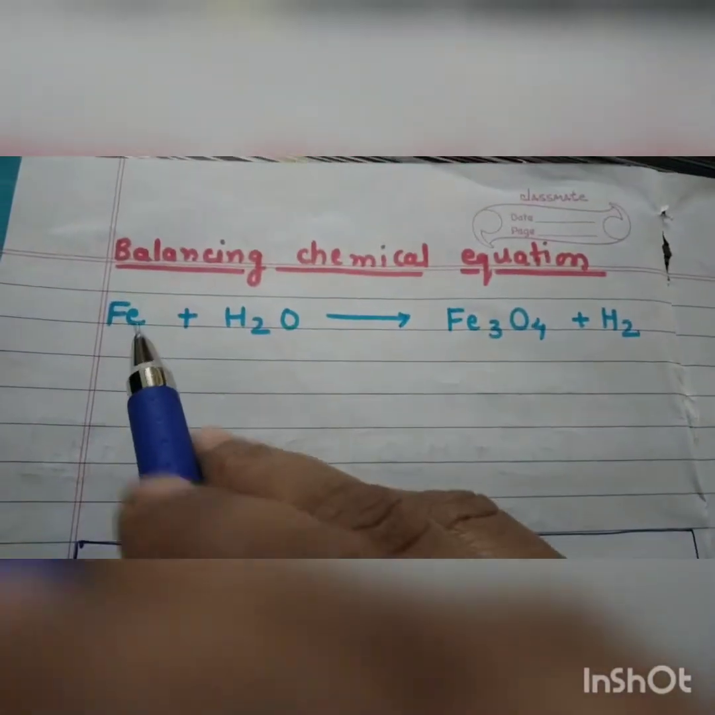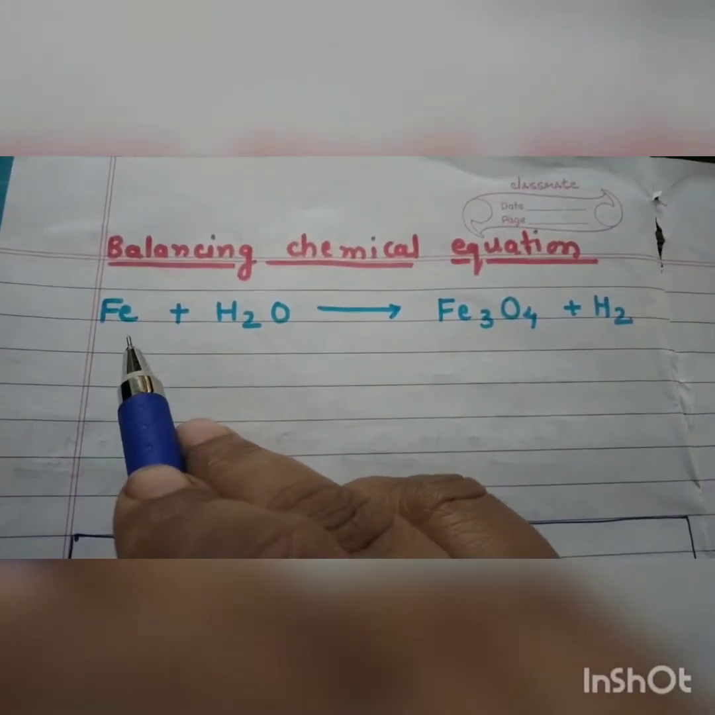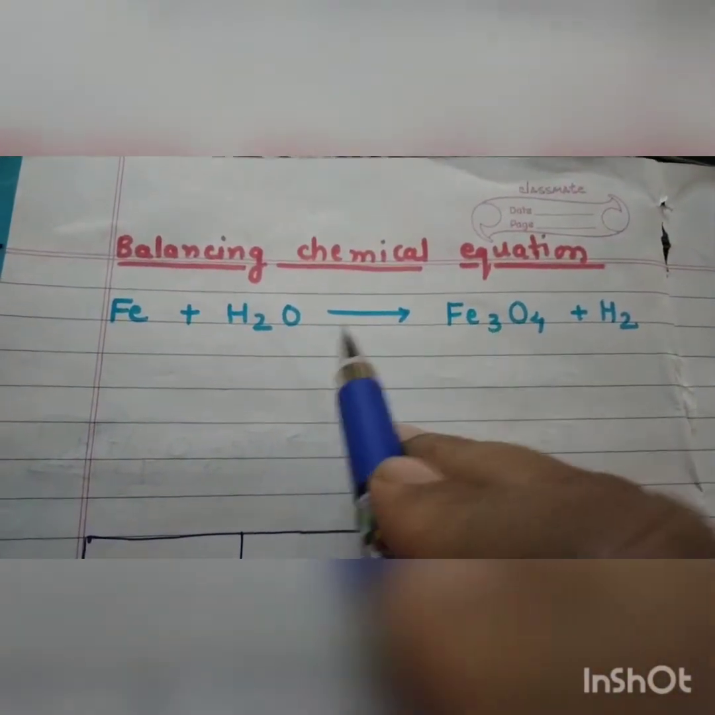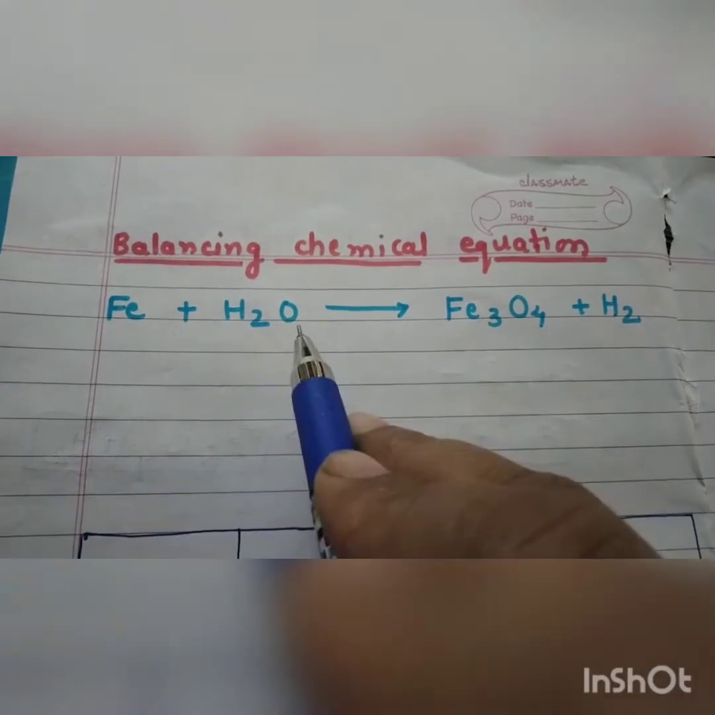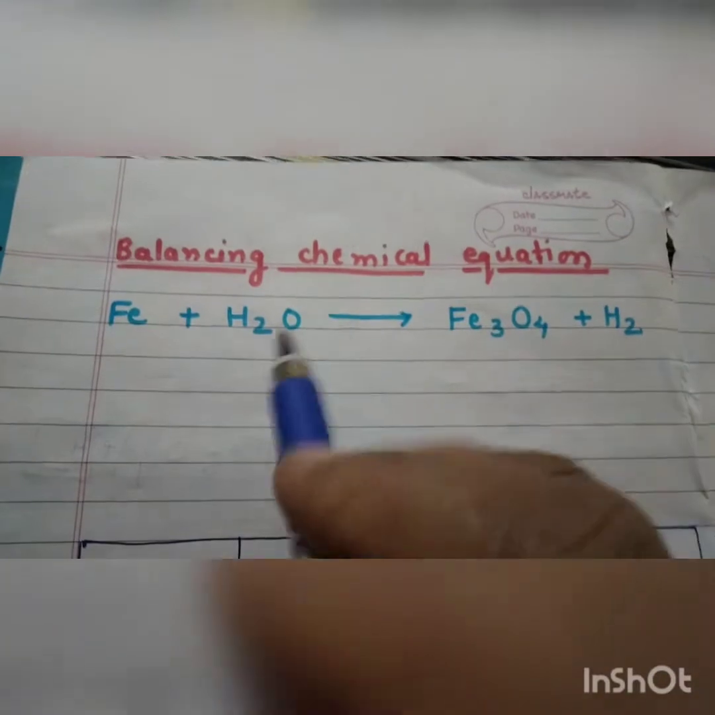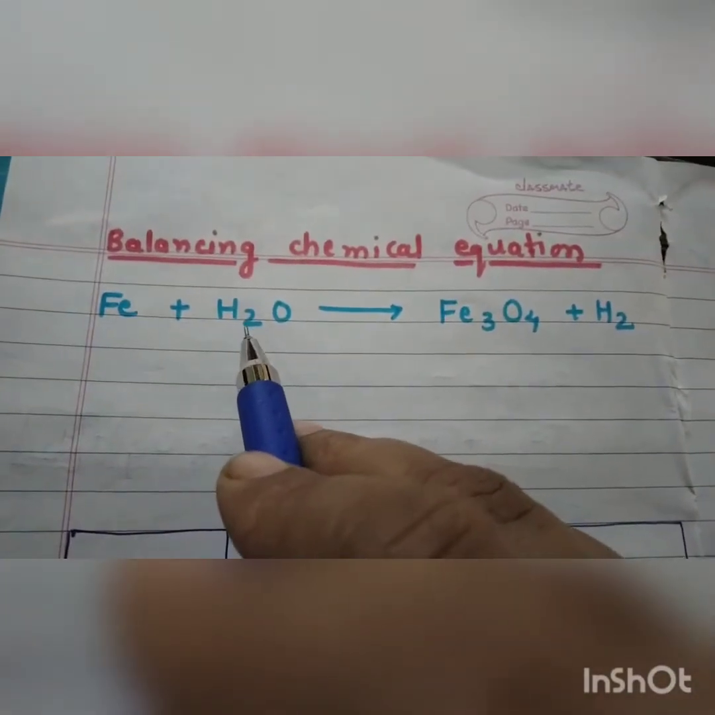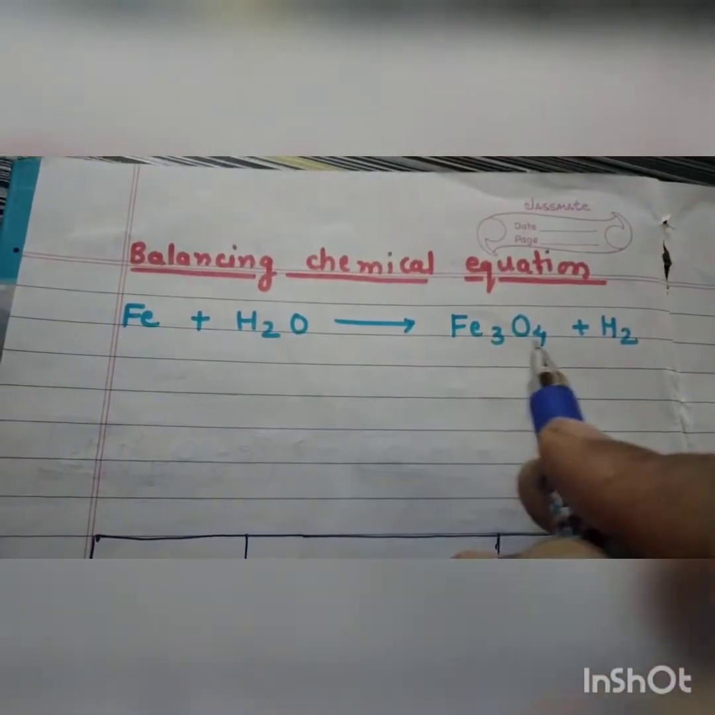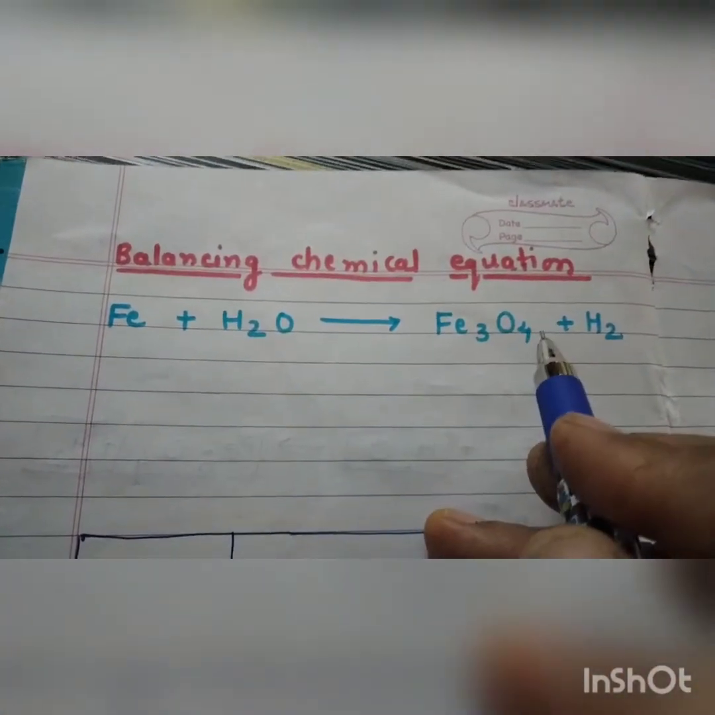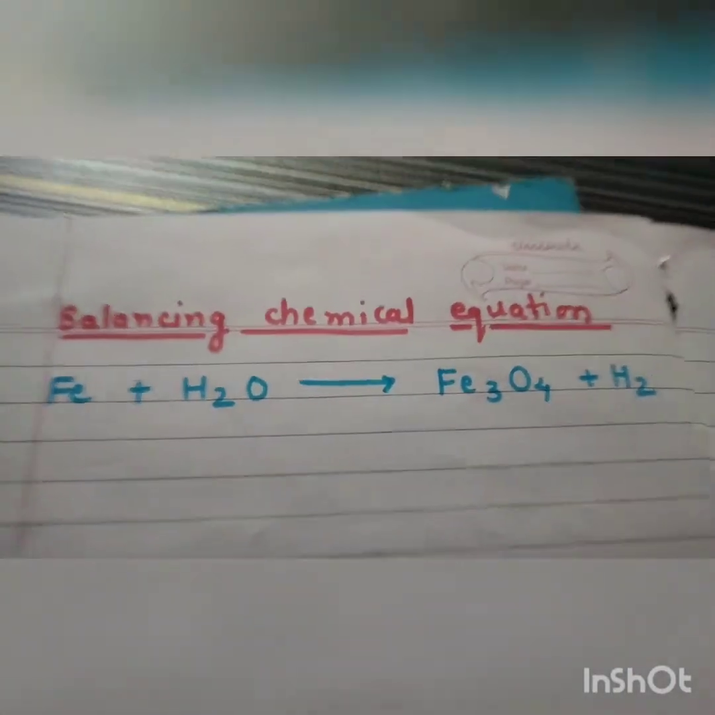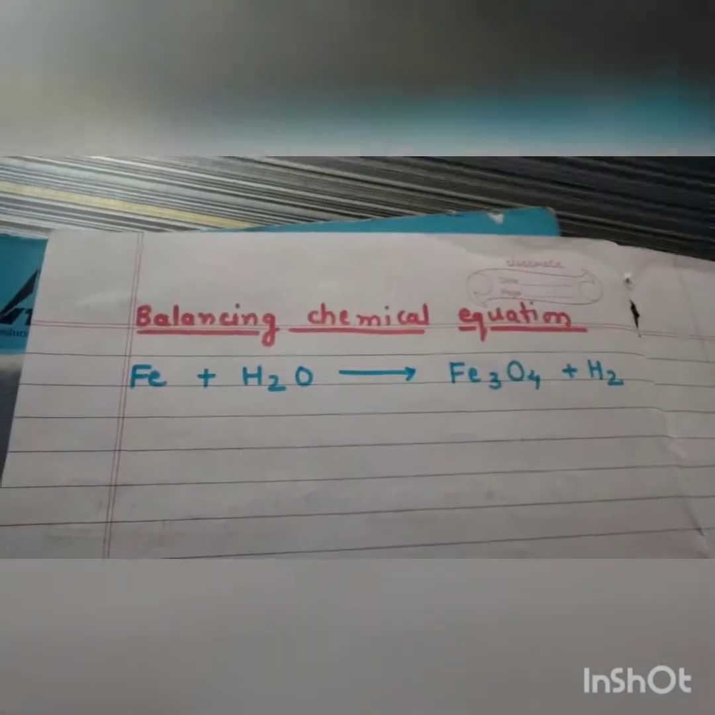In this equation, students, see the number of Fe iron atoms in reactant side is 1, but this side it is 3. The number of oxygen atom, this side it is 1, but in product side it is 4. The number of hydrogen atoms in reactant side is 2 and this side also 2. That is same, but the other atoms are not same in both sides. So this type of equation is not balanced. This is unbalanced equation, and to balance it we have to follow some steps.